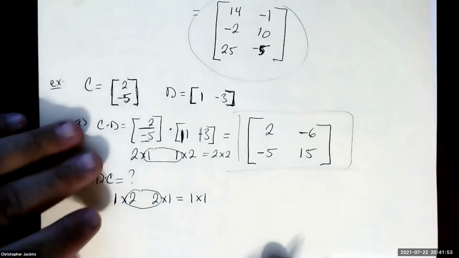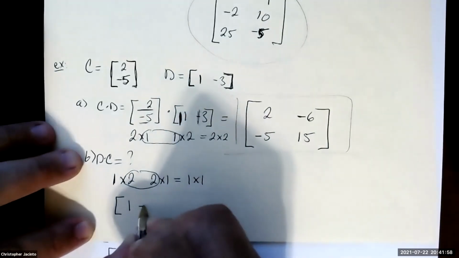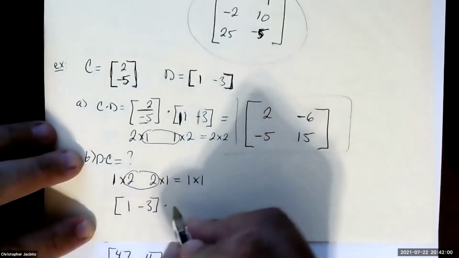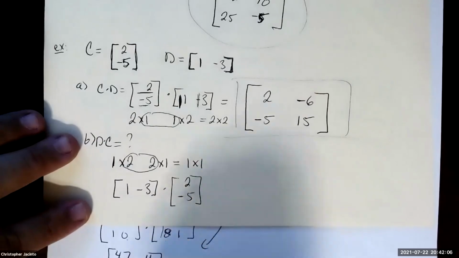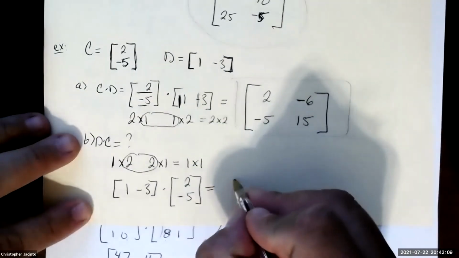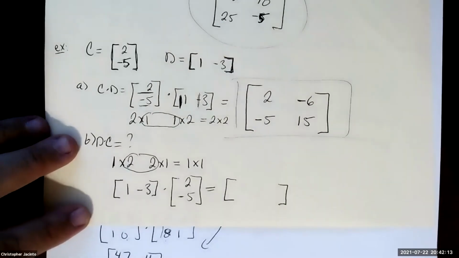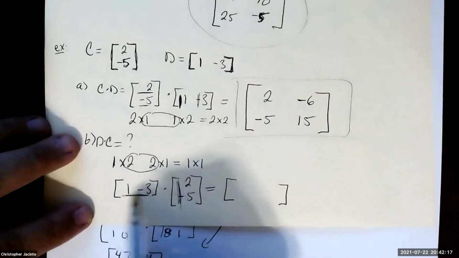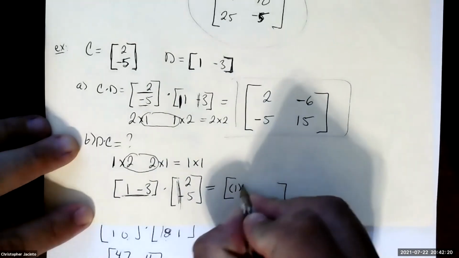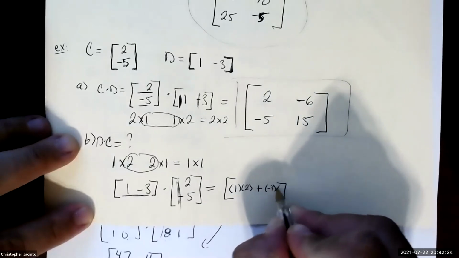And we'll do it together. So as you can see how this would work out. So D comes first. So it'd be 1, -3 times 2 by -5. So this is a 1 by 1. So literally is just a single number. There's just only one single number. But how do we get that? It's even easier. Again, row times column. So 1 times 2 plus -3 times -5.